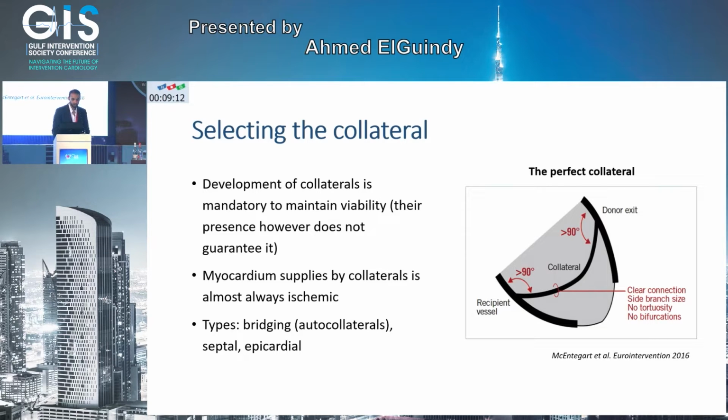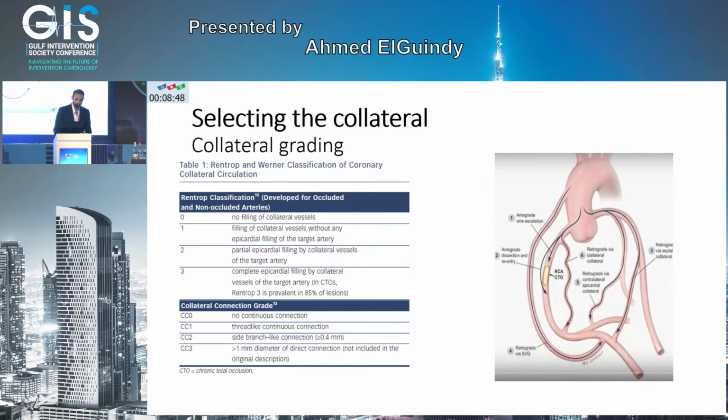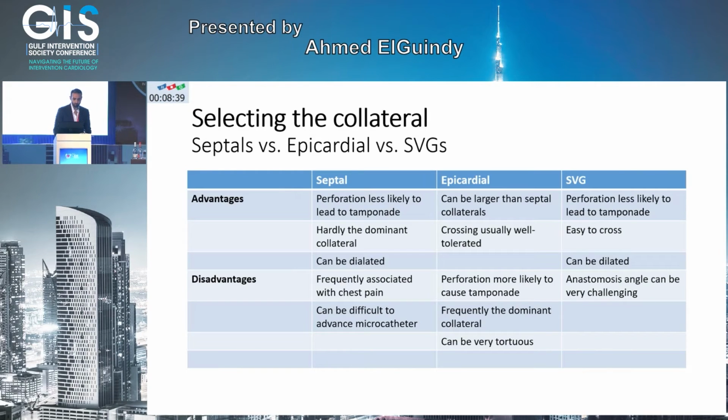So with collaterals, this is what an ideal collateral would look like. It doesn't exist really in real life, but the more features of what you see on the right-hand side you have, the easier and safer a collateral it becomes. So an obtuse angle of exit and entry from the donor vessel and into the recipient vessel, minimal side branches, less tortuosity, large size, these are all favorable features. We don't really care about Rentrop classification, but Gerald Werner introduced his collateral grading years ago, and the bigger they are, they would take a higher value.